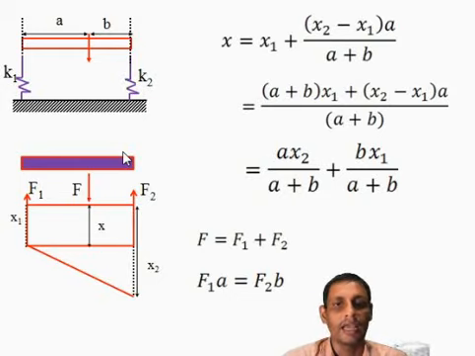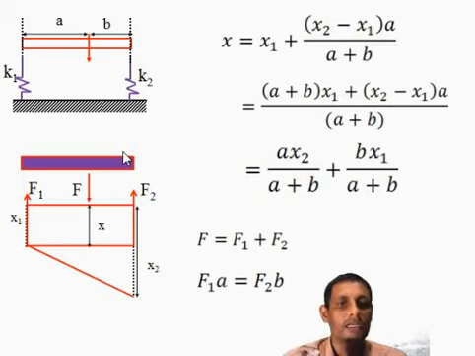Now just see a slab that is resting on two springs K1 and K2. Now a force F is applied not exactly in the center, so naturally the deflection at one end will be more and the deflection at the other end will be less. But this particular problem is solved in such a way that the bar remains horizontal or parallel after the application of the force. That means instead of x1 and x2, the deflection of the bar is x.